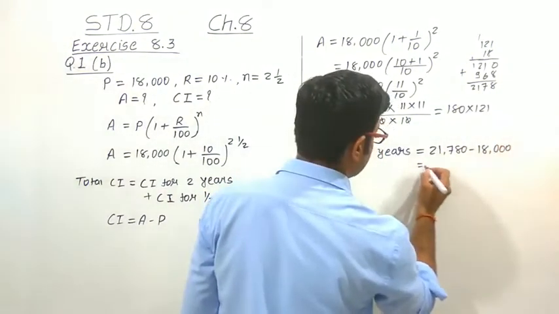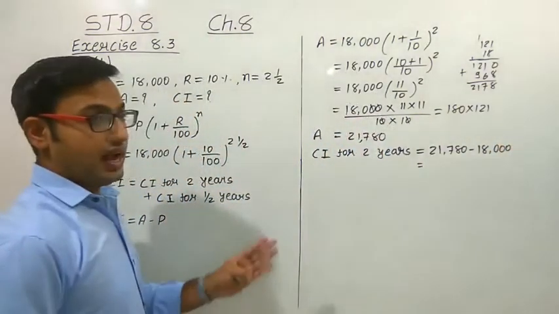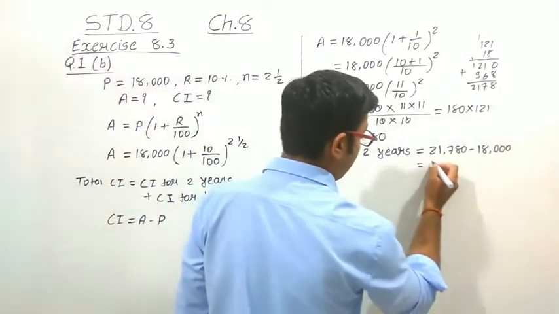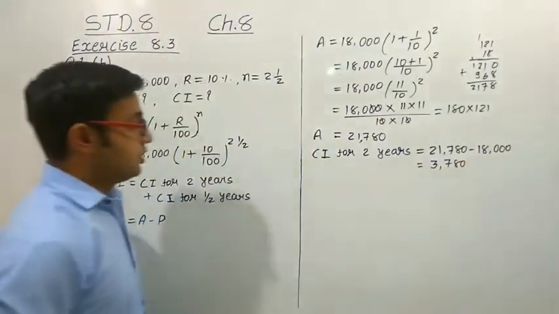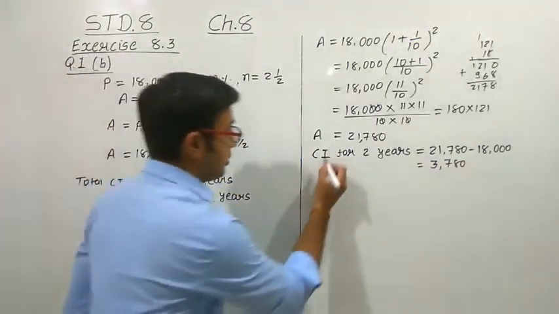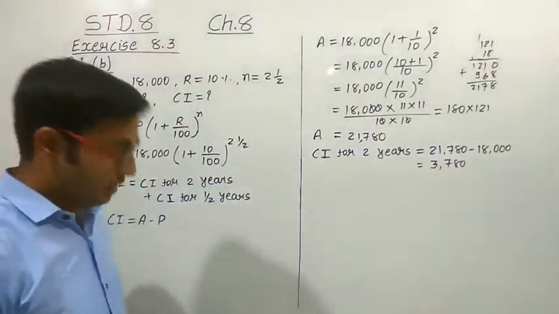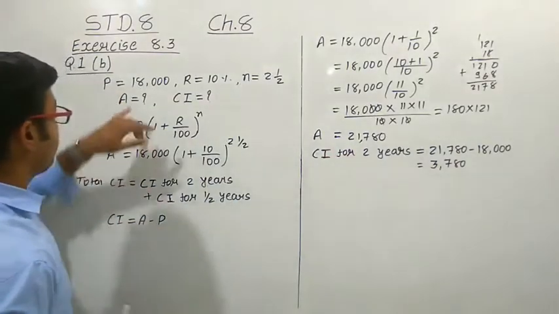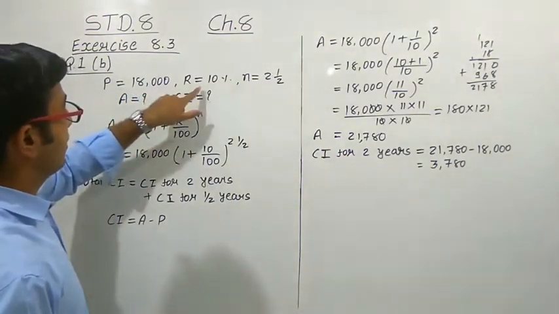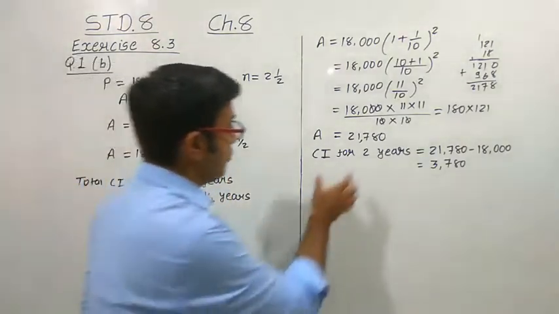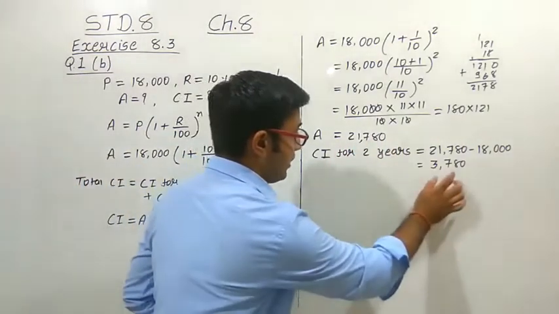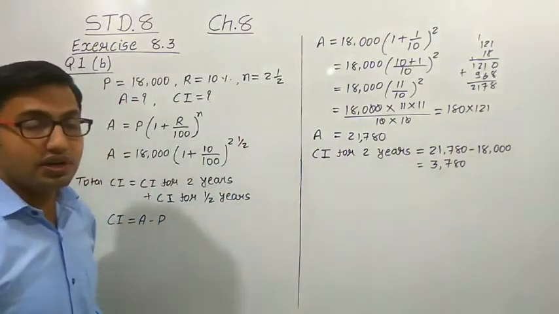So what is the amount we are getting? 18, 19, 20, 21. That is 3,780 rupees. So this is the compound interest for the 2 years. Right? So what will happen if we put 18,000 rupees at a rate of 10% for 2 years, then we get the amount 21,780 and the compound interest 3,780.